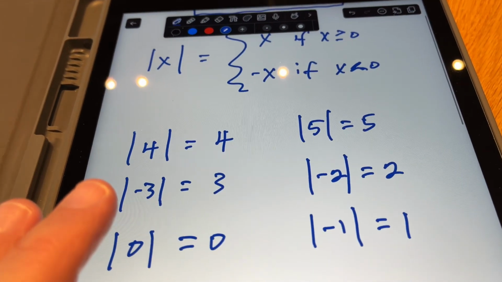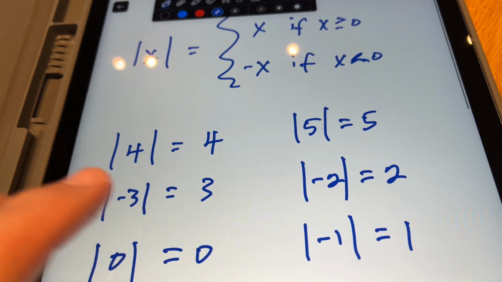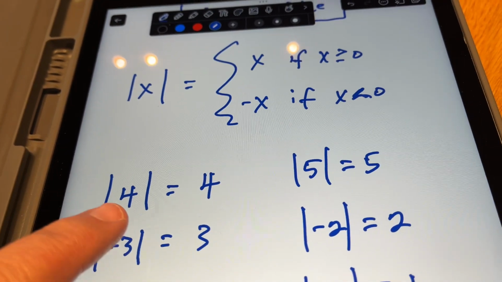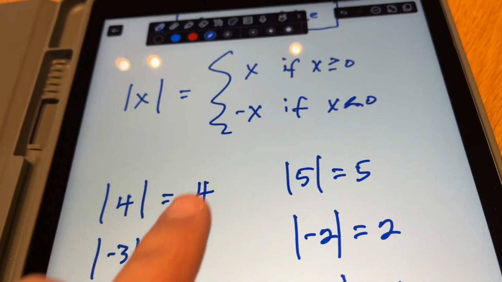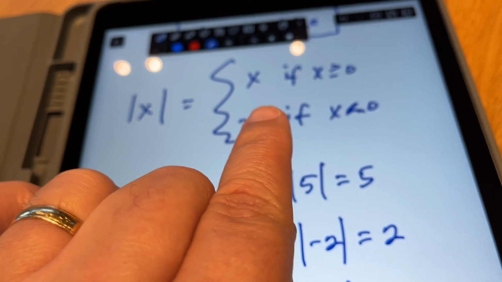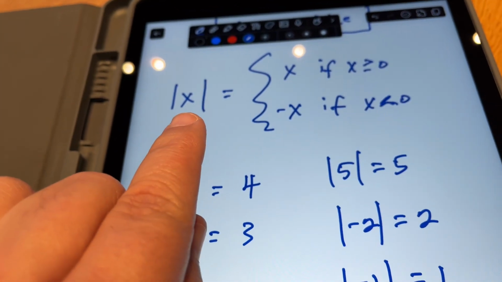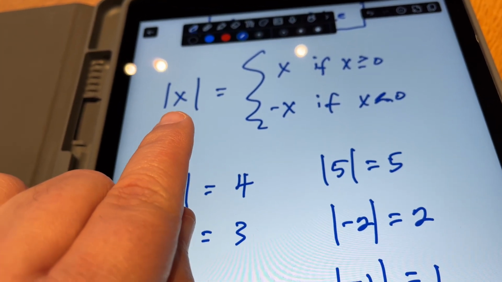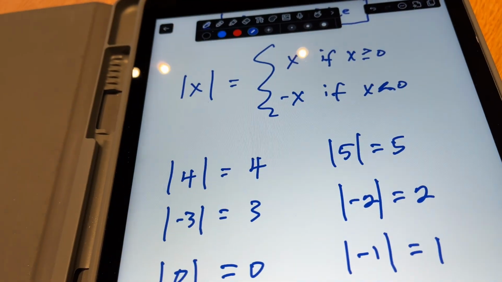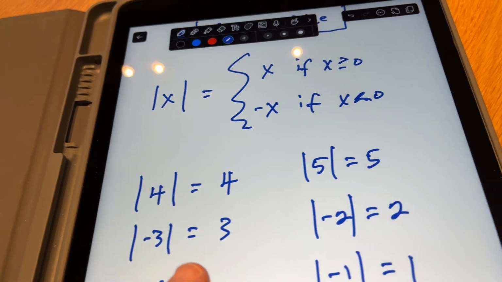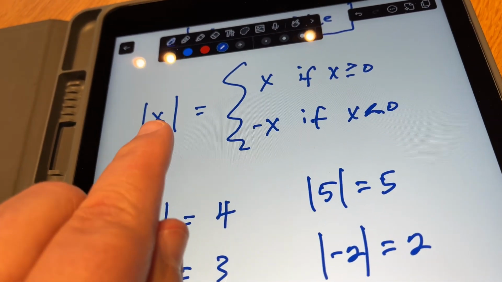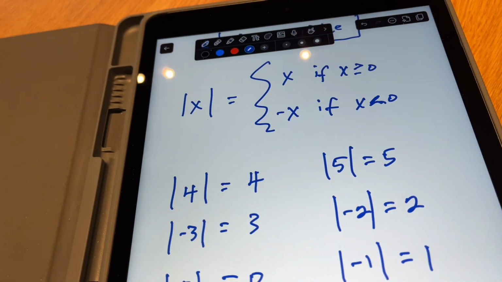So the first example is going to be the absolute value of 4. Well, the absolute value of 4 is equal to 4. In other words, since this number is greater than or equal to 0, this is that. So the answer is the same thing that's over here because x is greater than or equal to 0. So the absolute value of 4 is 4. The absolute value of 5 is 5, because those two fit in this top category.